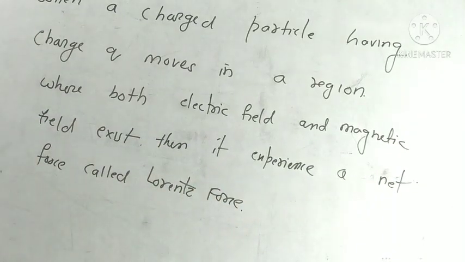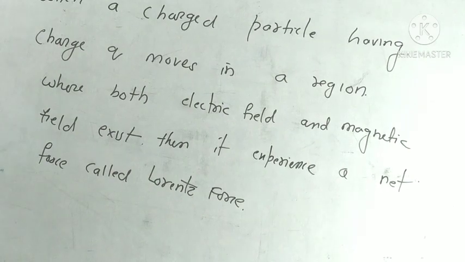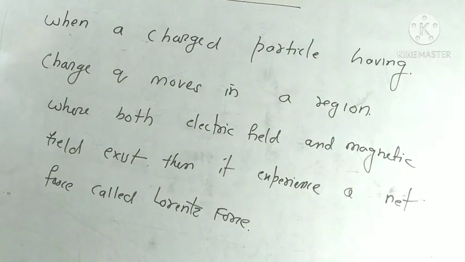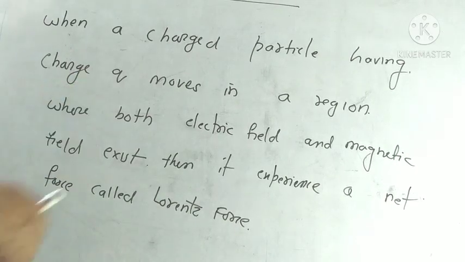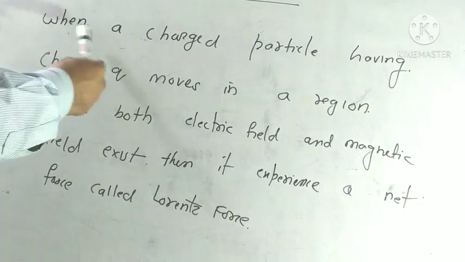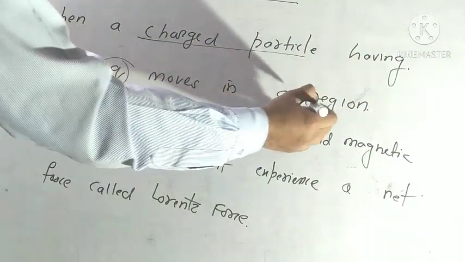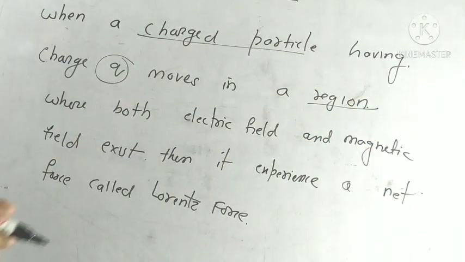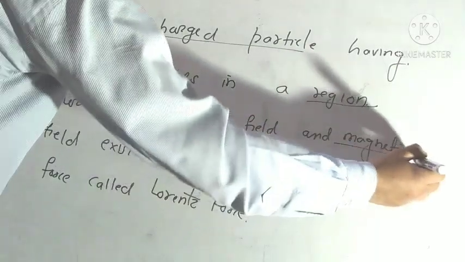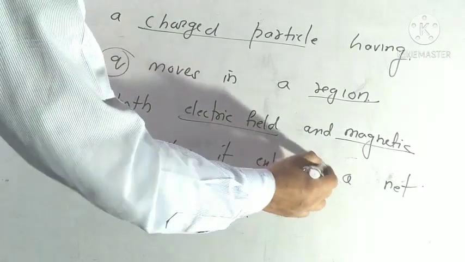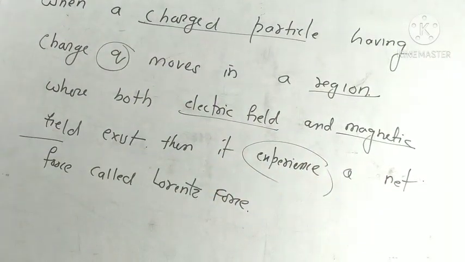I repeat again what we do here. When a charged particle is placed in a magnetic field and electric field, then the charged particle experiences a force called Lorentz force. So when a charged particle having charge q moves in a region where both electric field and magnetic field exist, then it experiences a net force called Lorentz force.